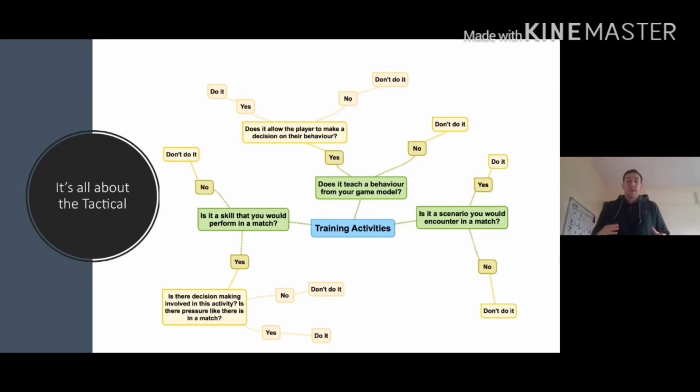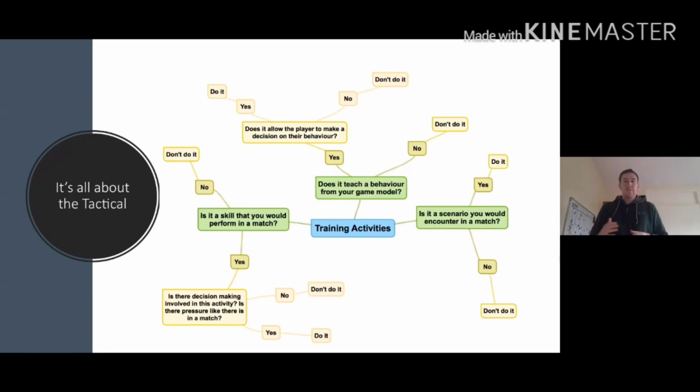If it doesn't coach a behavior that you want, then don't do it, keep away from it. If it does, then you need to ask yourself the question, does it allow the player to make a decision on their behavior? So just taking the example of working hard, every coach wants their players to work hard. And if we get them to do something like mass runs, which is 15 seconds on, 15 seconds off, they're going to have to work hard for that.